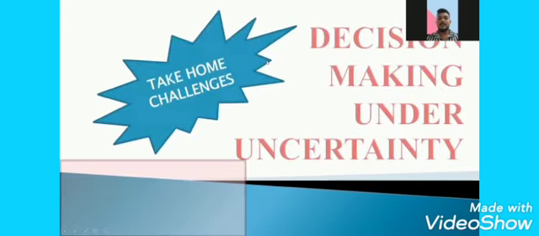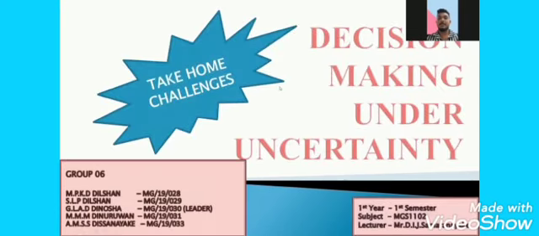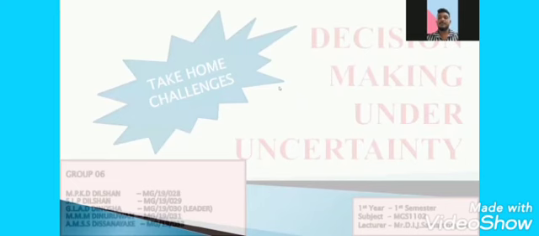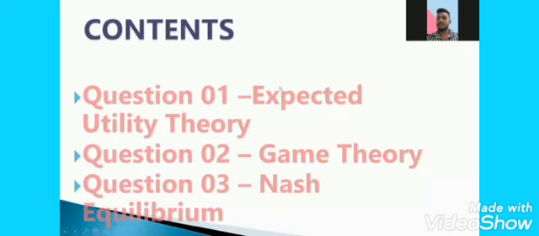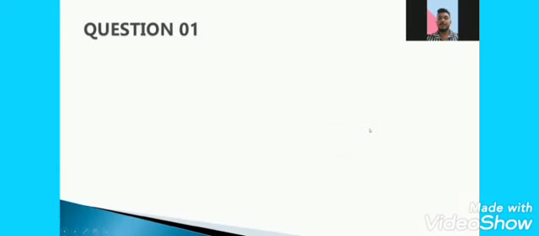I am Kaushikar, a management student of University of Peradeniya. As the continuous assessment, we are going to solve three challenges from the content of decision making under uncertainty. Our group is group number 6. The first question is from the expected utility approach, the second question is from game theory, and the last question is from Nash equilibrium. Let's move on to the first question.